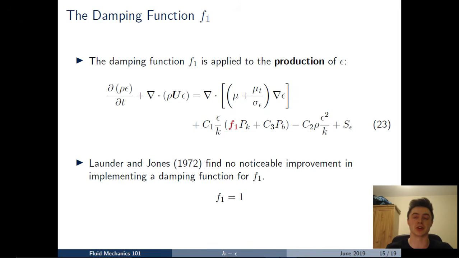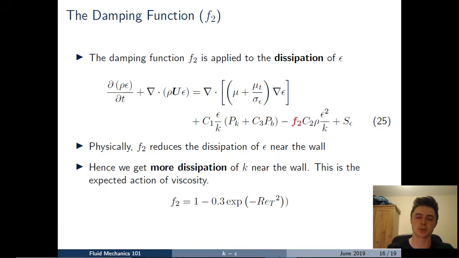So they just left the damping function as 1. What about the other damping function f2? Now, f2, once again, is the damping function that's applied to the coefficient C2, which happens to appear here in the dissipation term for the dissipation of turbulent kinetic energy.